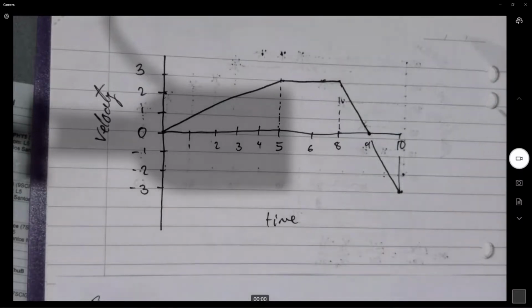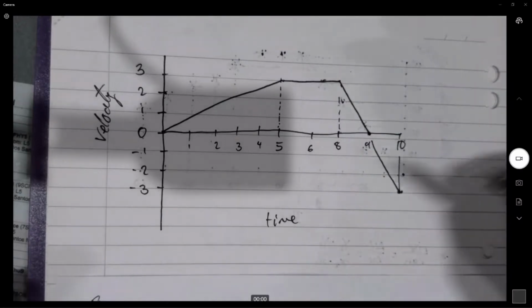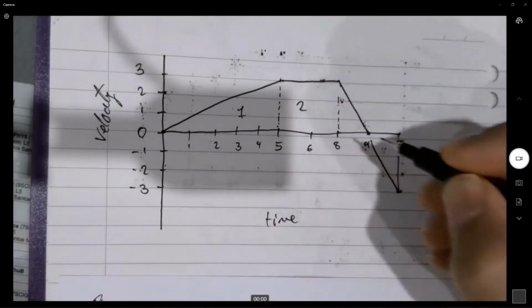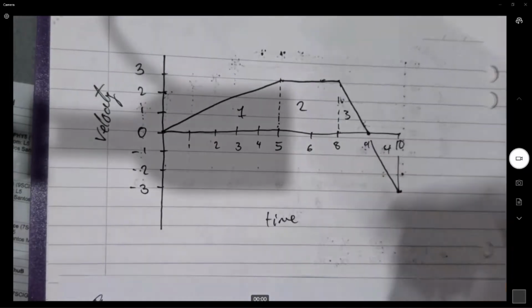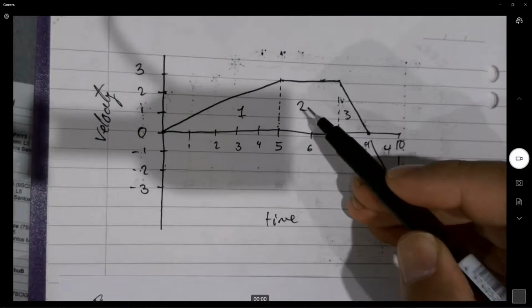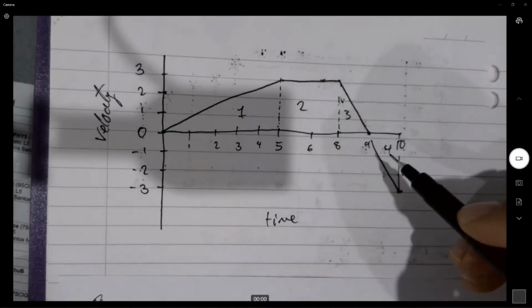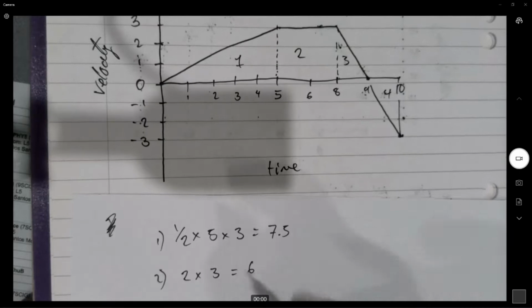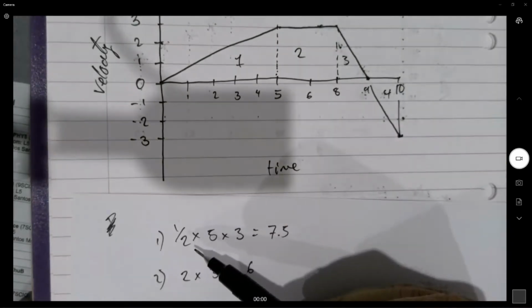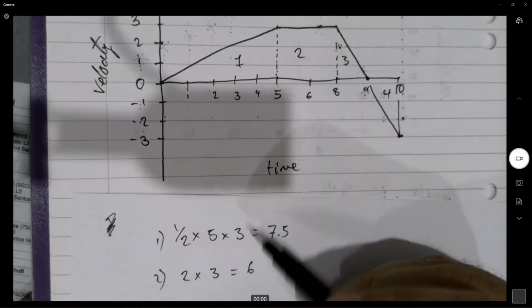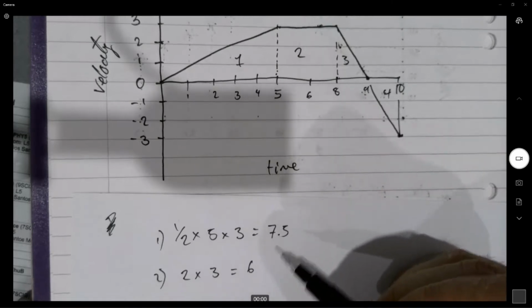So we've got a couple of areas that we have to calculate here. We'll call them area 1, area 2, area 3, and area 4. So we need to calculate the area of this triangle, the area of this rectangle, the area of this triangle, and the area of that triangle. Okay, so we can do that here. The first triangle, again, is half times the length, 5, times the height, 3, which gives me 7.5.